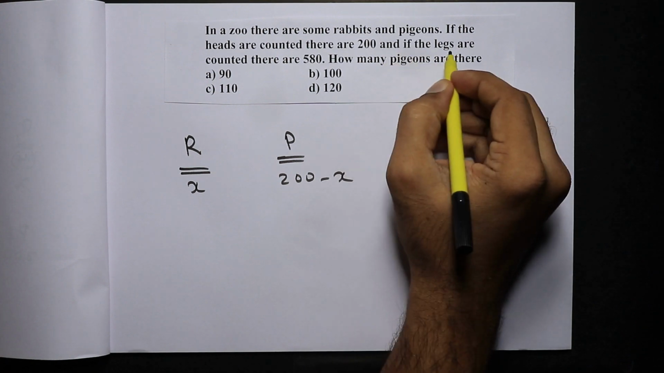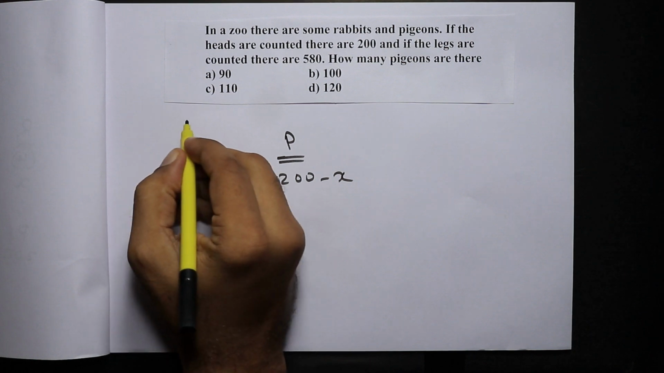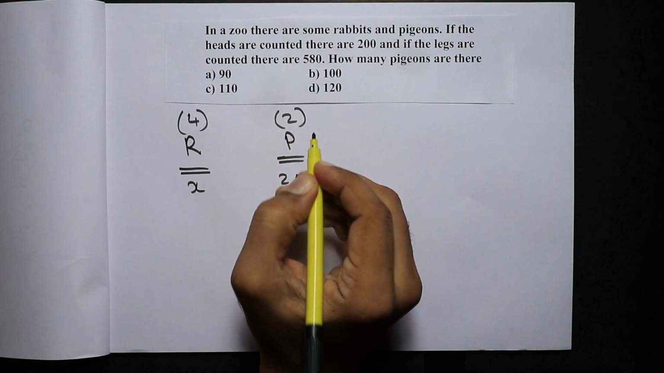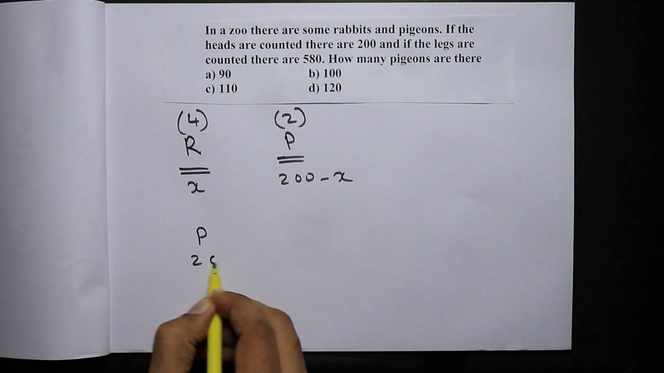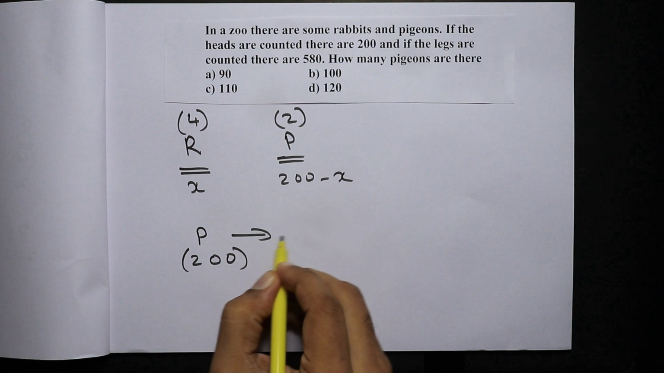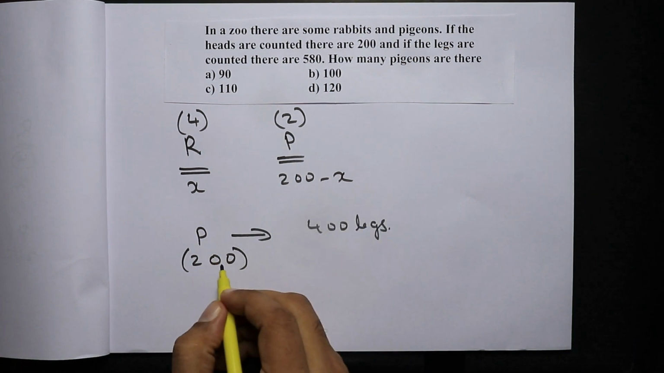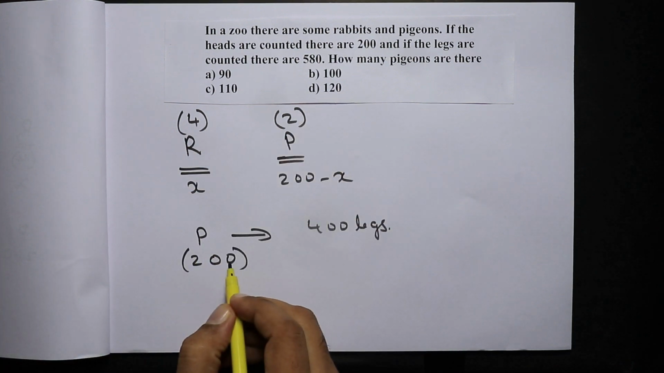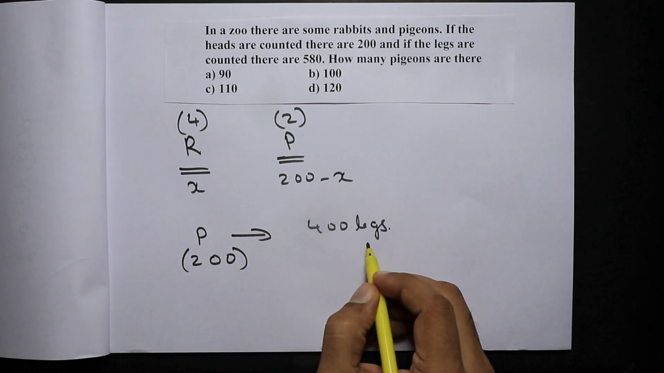Now the question is, if the legs are counted, there are 580. Now for each rabbit there will be 4 legs and for each pigeon only 2 legs are there. Now let us assume that the number of pigeons is 200. If the number of pigeons is 200, then the number of legs will be 400. That is, just assume that there are no rabbits. Assume that all the 200 of them are pigeons. Then each pigeon will have 2 legs and there will be altogether 400 legs.